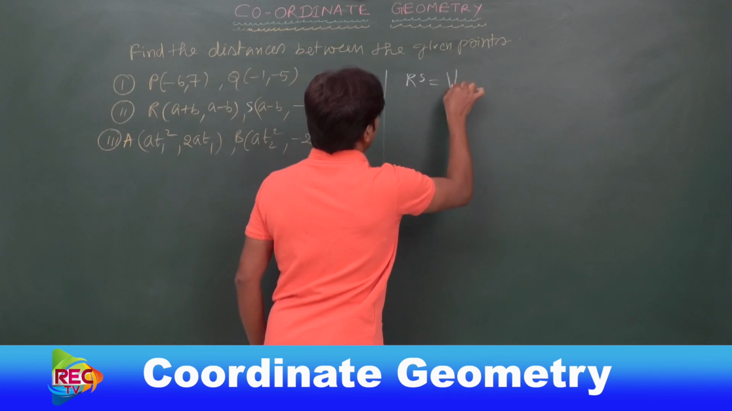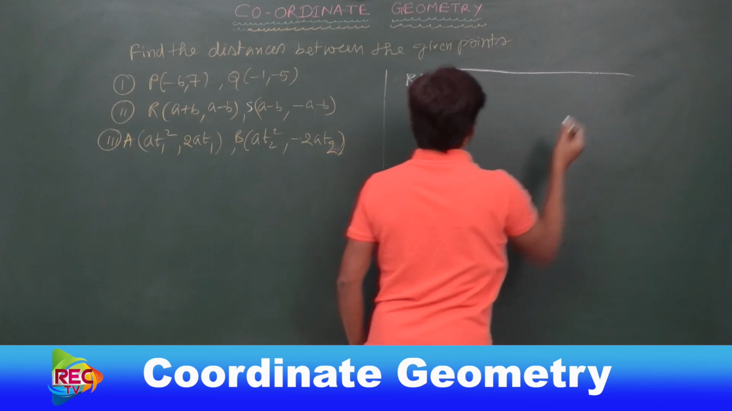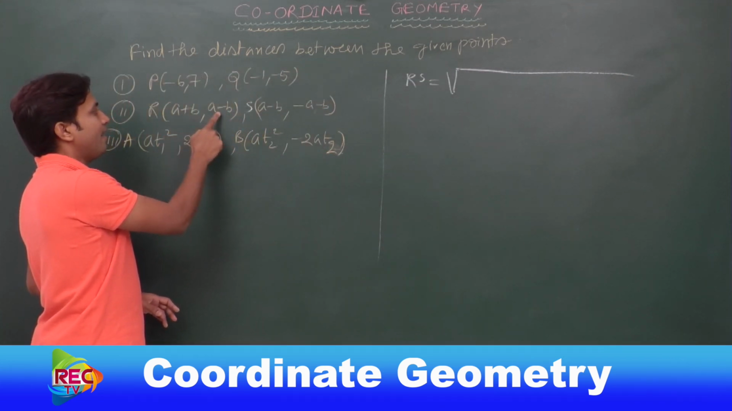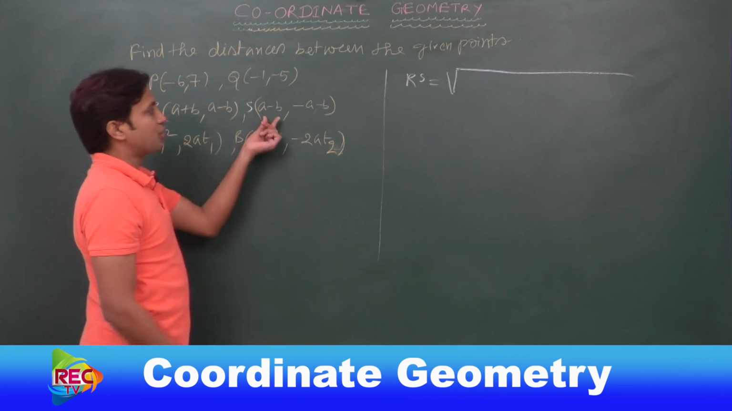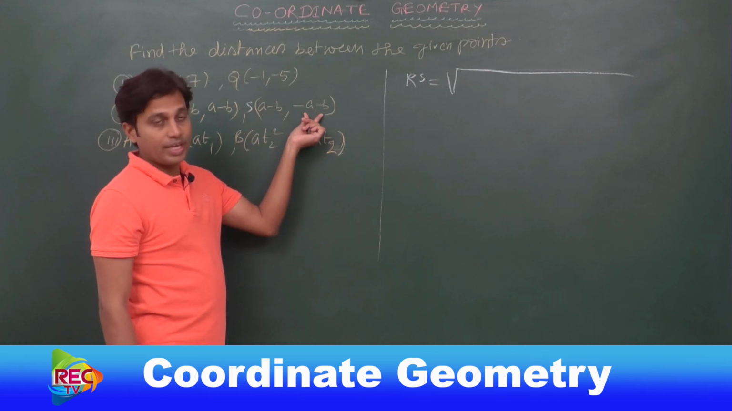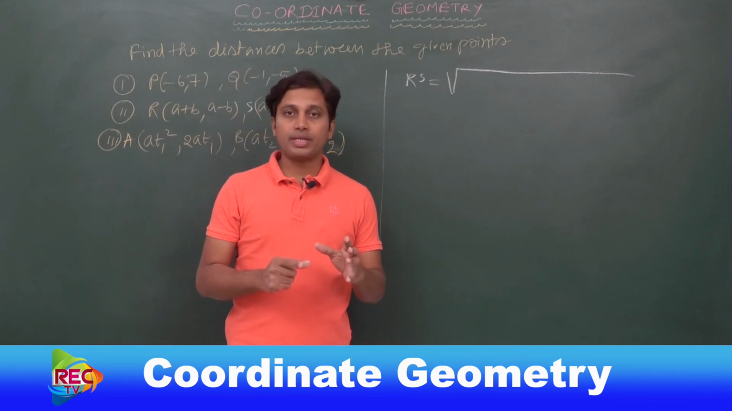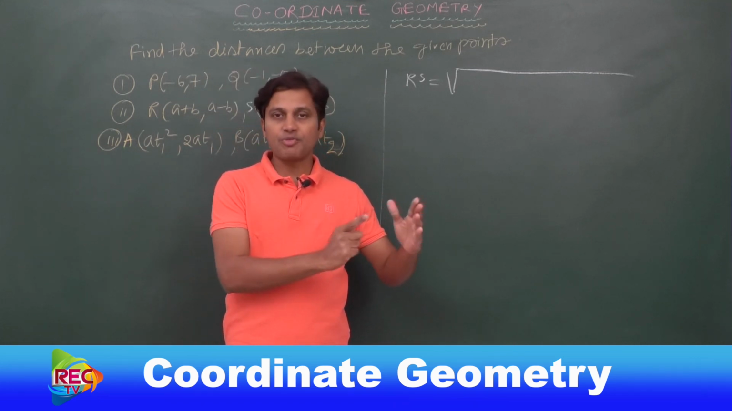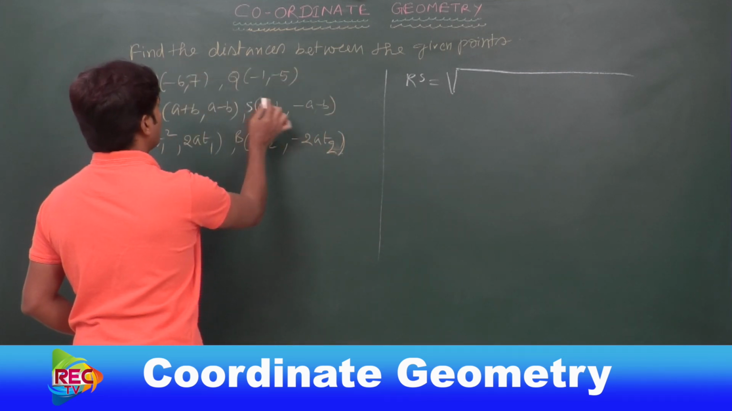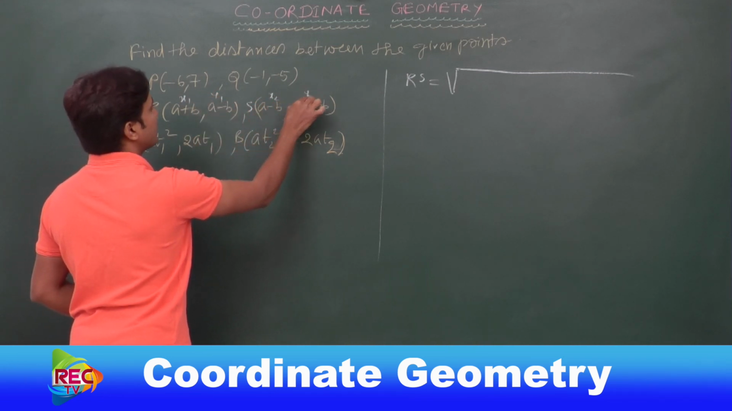How to find it out? Let us apply the formula, that is under square root. Here what are x1, y1 and x2, y2? Here x1 is a plus b, y1 is a minus b, x2 is a minus b and y2 is minus a minus b. Now we need to substitute in the given formula. What is that? Square root of x2 minus x1 whole square plus y2 minus y1 whole square. What is x2 minus x1 whole square? Let me write here: this is x1, this is y1, this is x2, this is y2.